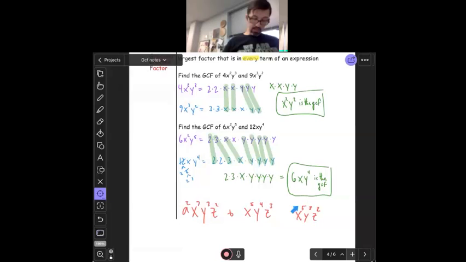So you should be able to do GCFs with variables very quickly. Okay. So oddly enough, the variables are easier than the numbers. Okay. You guys make sense?